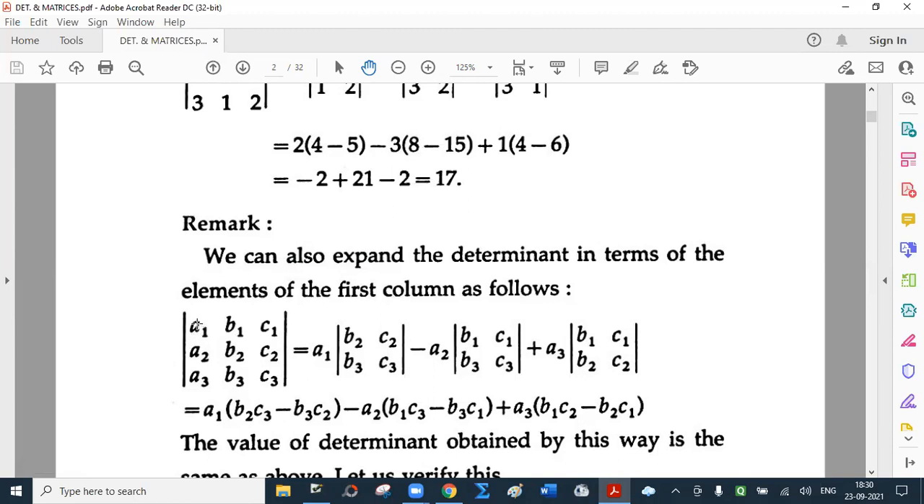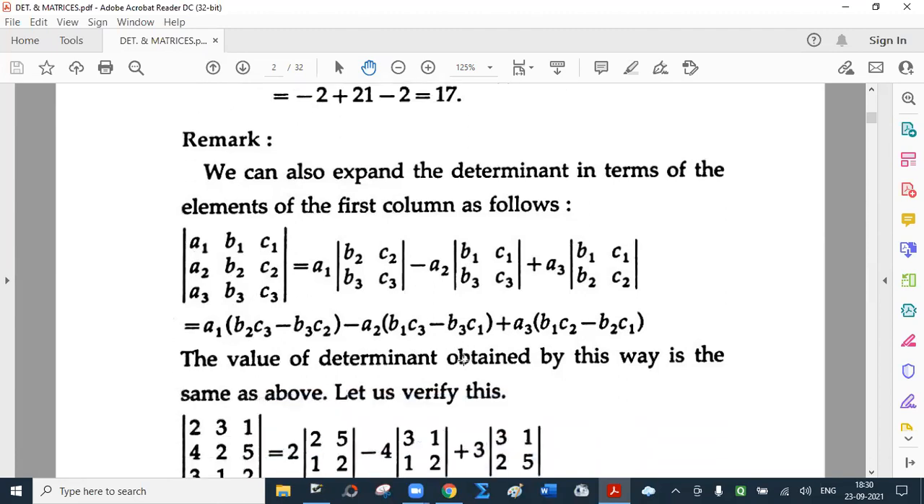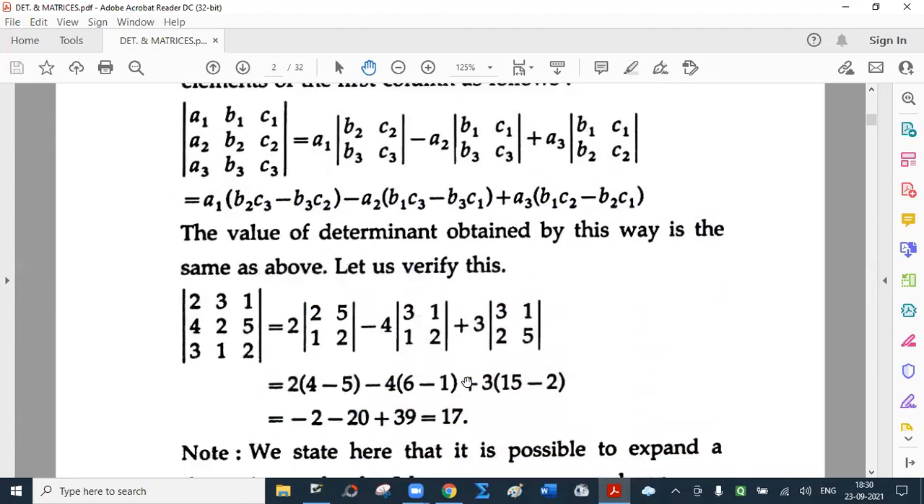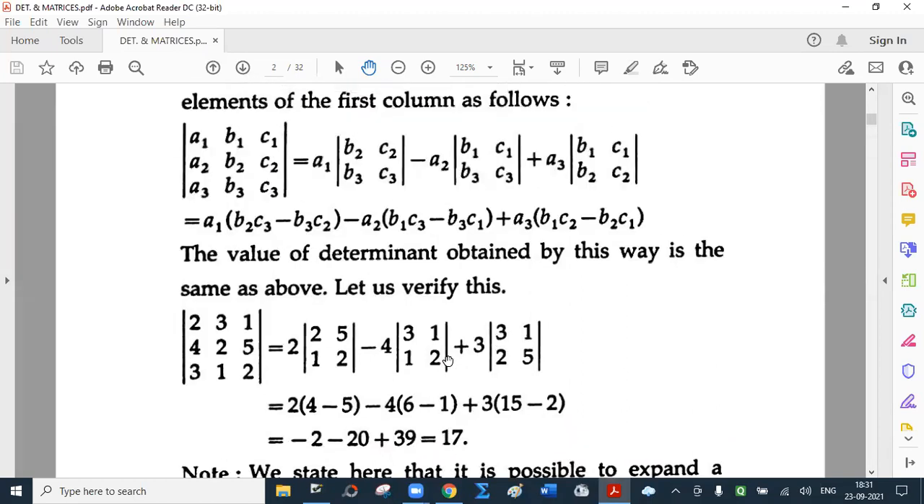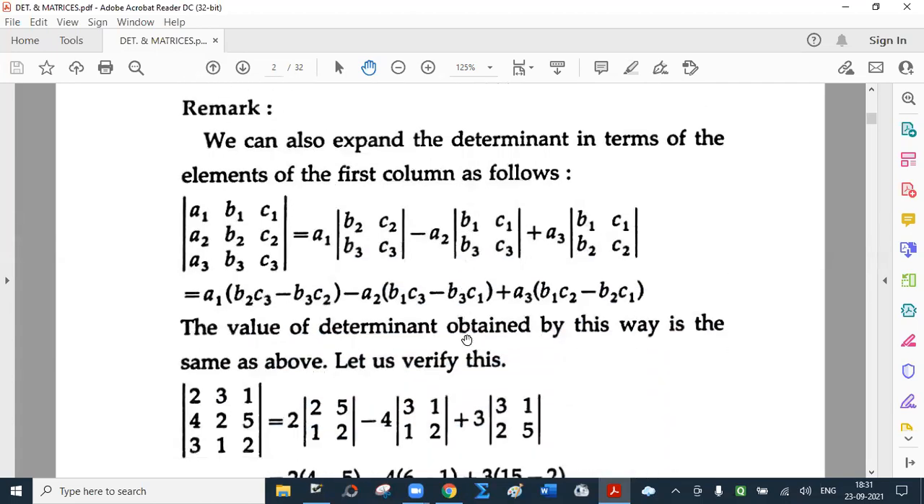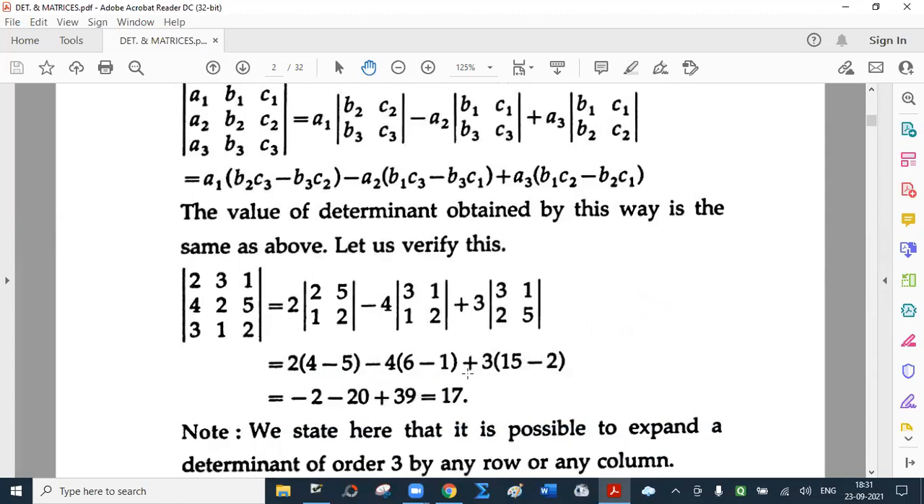Same rule, A1 into omit first column, first row, so B2, C2, B3, C3 and so on. But we will use first method only, elements in the first row. Okay. So this is about expansion of a determinant of which order? Of order 3 by 3. In fact, we can verify this because in the previous determinant value 17. Now determinant is the same. The only thing is it is expanded with elements in first column. Same we are getting. Okay.